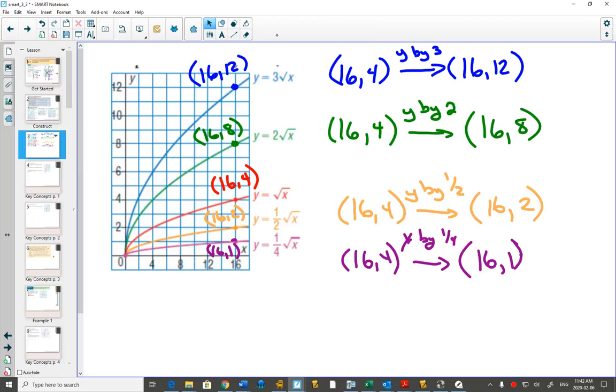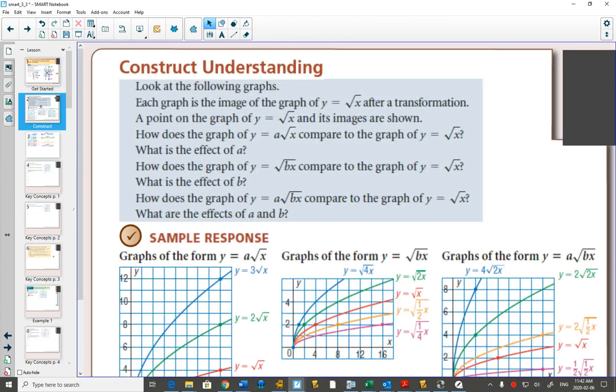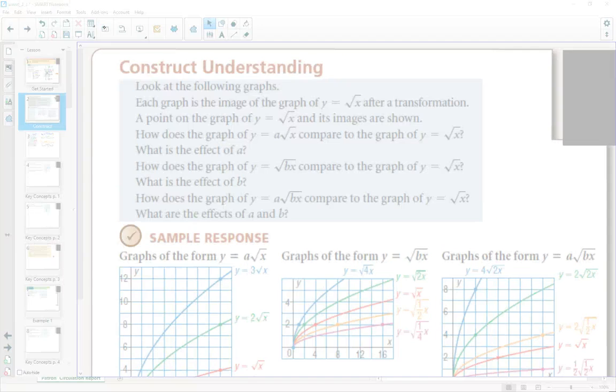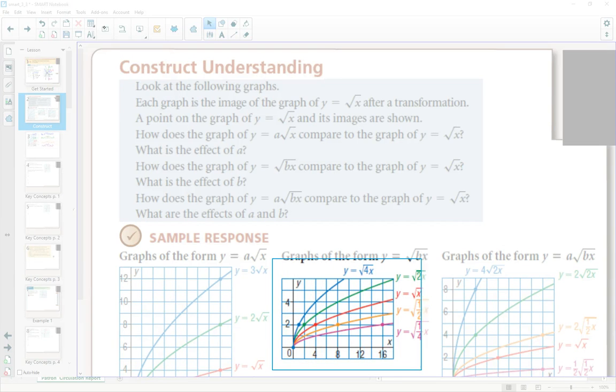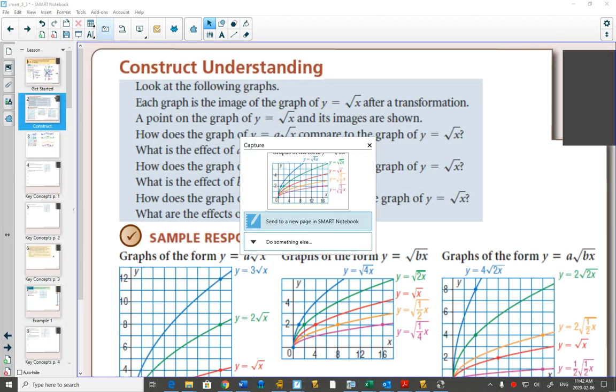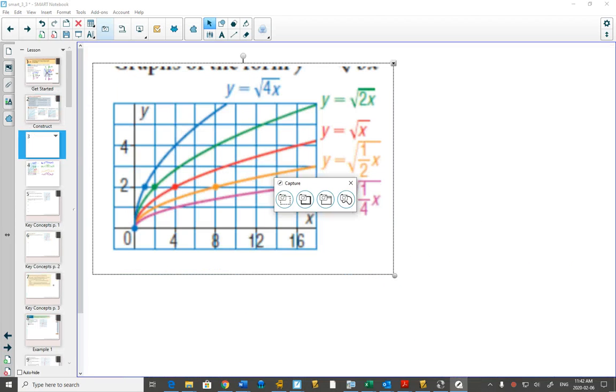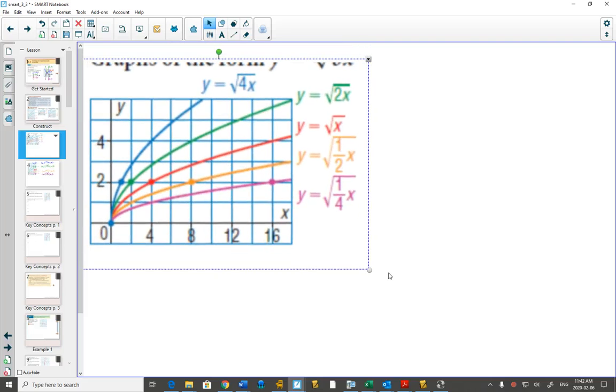Now we're going to look at what happens in the middle, or if it's inside. So I'm going to take this picture. There we go. Make it a little bit smaller.